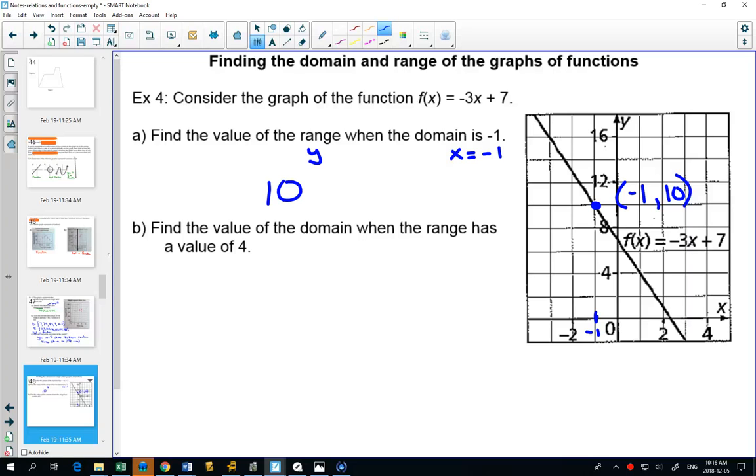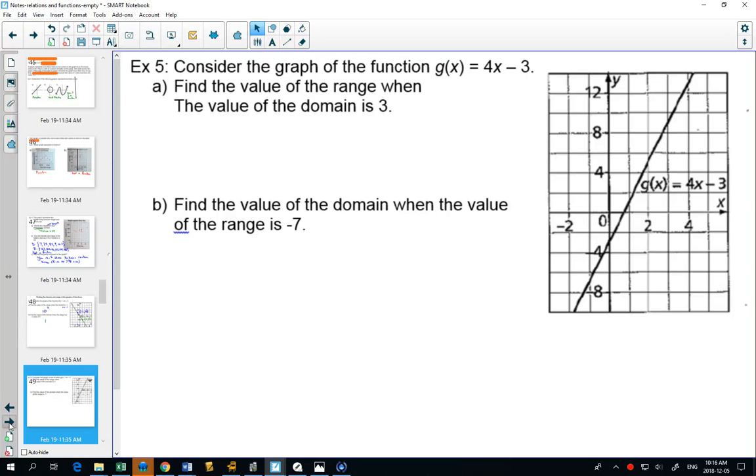Find the value of the domain when the range has a value of 4. So we know that the y value has a value of 4. Do we have a point on our graph? Yes. It's something comma 4. What would our x value be there? 1. So we find the point on our graph which has the correct domain or range value, and then we can find out the other value from your graph as well. Okay? So I'd like you to try this one on your own.